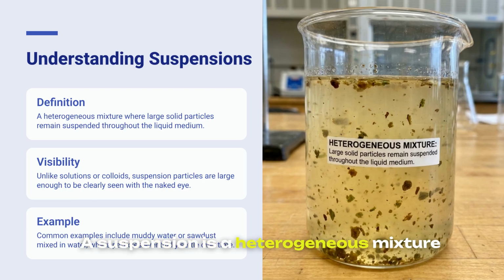A suspension is a heterogeneous mixture where large solid particles remain suspended. Unlike solutions, these particles are large enough to be visible to the naked eye. Examples include muddy water or sawdust mixed in water.